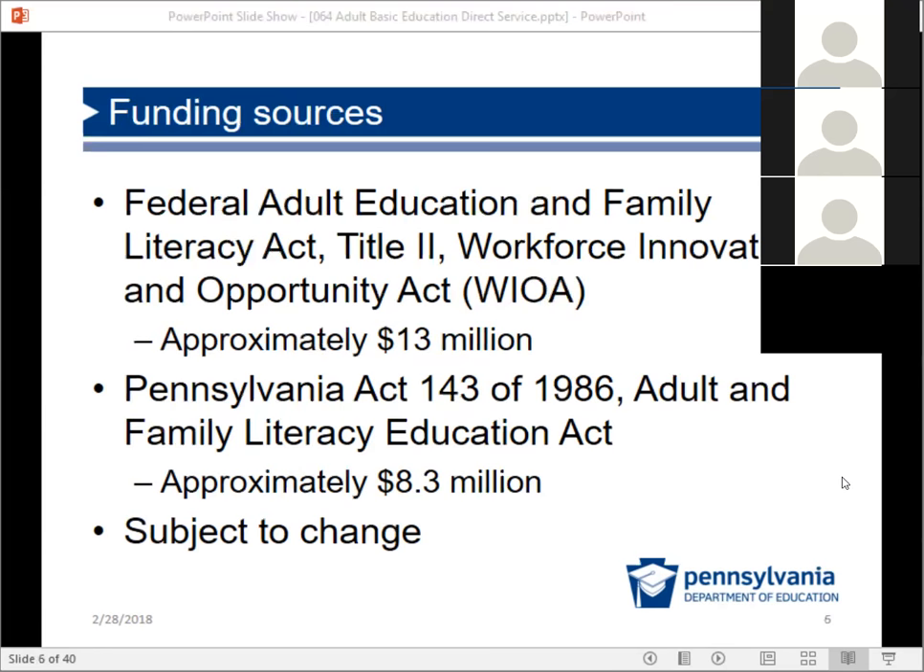Pennsylvania Act 143 of 1986, Adult and Family Literacy Education Act, provides funds to be awarded through the Pennsylvania Department of Education, PDE, Office of Postsecondary and Higher Education, Division of Adult Education, to provide adult basic education and family literacy services throughout the state. The total state funding available for awards to provide adult basic education programming through this competition is $8,384,288. Both the federal and state dollar amounts are estimates and are subject to change based on actual federal and state budgets.